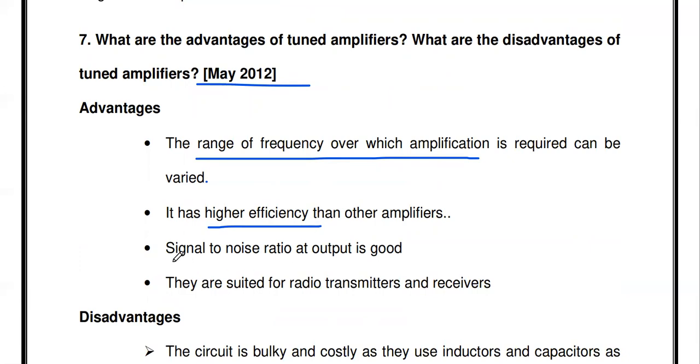And the signal to noise ratio is good. And they are suited for radio transmitters and receivers. So mainly we use this tuned amplifier in radio transmitters and receivers, in order to amplify the selected frequency ranges. These are all the advantages.